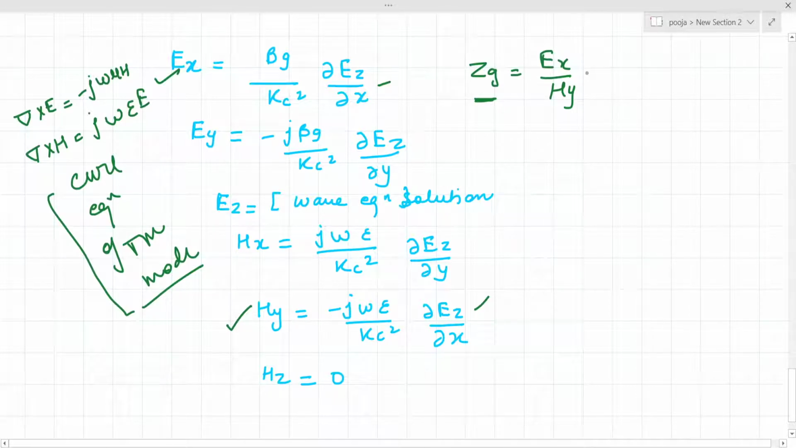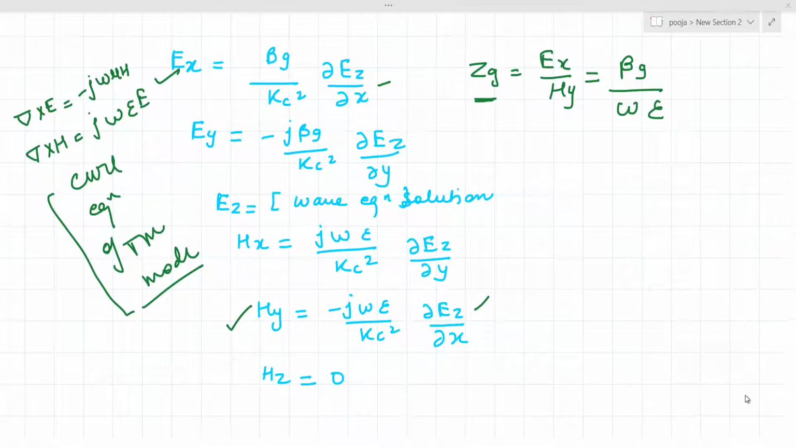So Ex by Hy will become beta g over omega epsilon. There is one correction in this equation: this equation is minus j beta g by kc square. So the ratio will become beta g over omega epsilon. If you take the ratio minus Ey by Hx, this will also become beta g over omega epsilon.